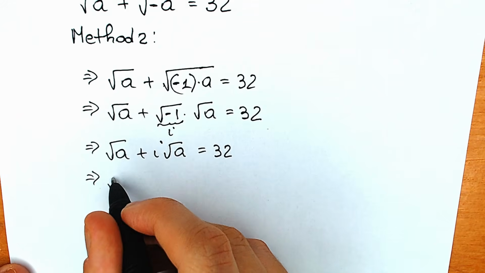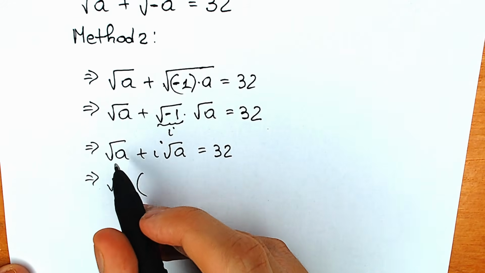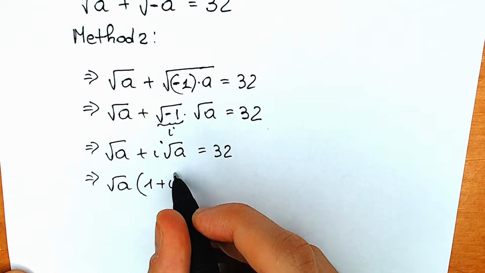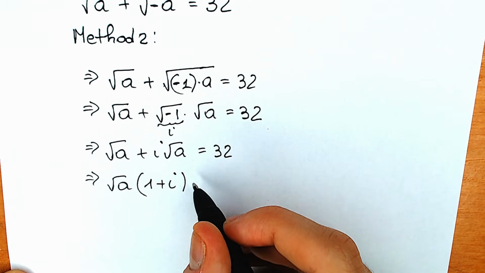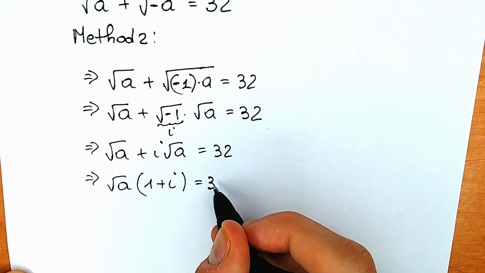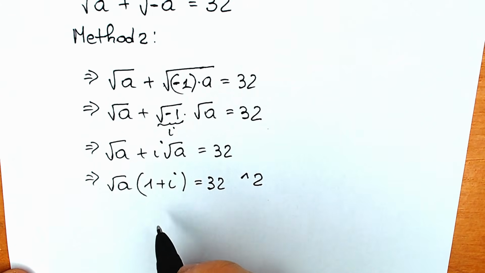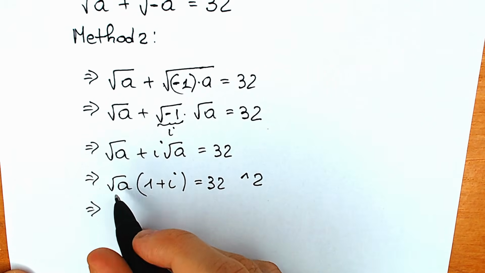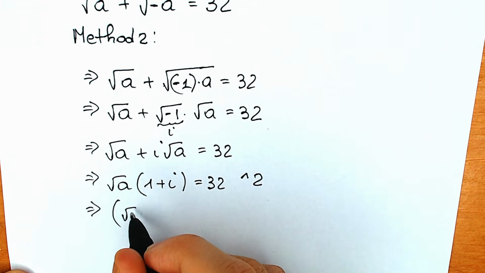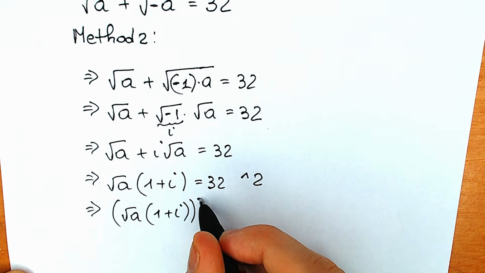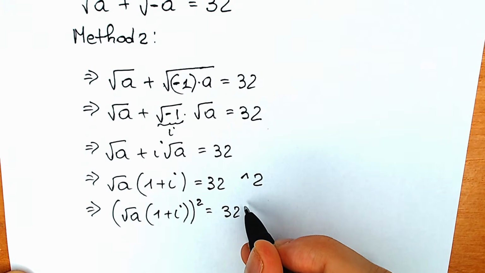So as a result we have square root of a, and inside parentheses we have 1 plus i, equal to 32. Right now let's square both sides. We're going to square our left side, so as a result we have square root of a times 1 plus i to the second power, equal to 32 to the second power.